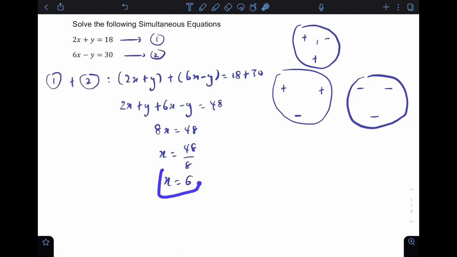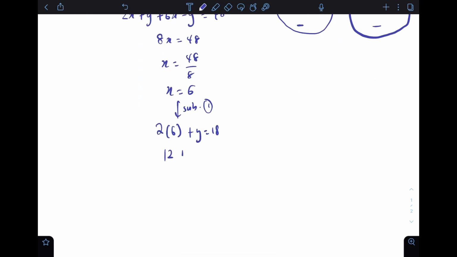You can take this and put it back into any equation that you want to find y. So let's say you want to substitute this value into equation 1. It becomes 2 times x, 2 times 6, which you just found, plus y equals 18. This is 12 plus y equals 18, and y is 18 minus 12. y is equal to 6. Therefore, x is equal to 6. y is also equal to 6.